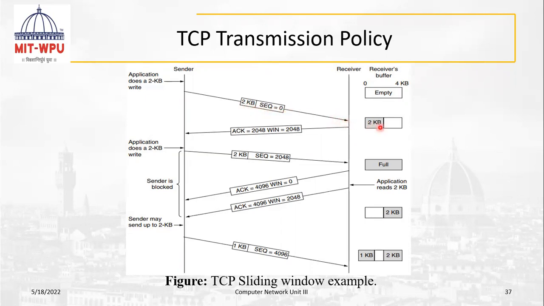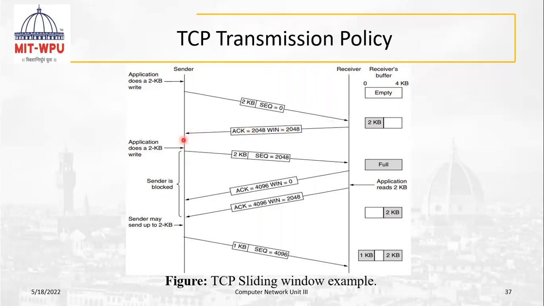As soon as it is received here, obviously that 2 KB of data will get stored in the buffer, and this 2 KB is empty. So what the receiver will do is send the acknowledgement of what the empty size of the buffer is. Window used is 2 KB, and it is acknowledging the empty size. That is one thing that you have to remember here, what you are acknowledging.